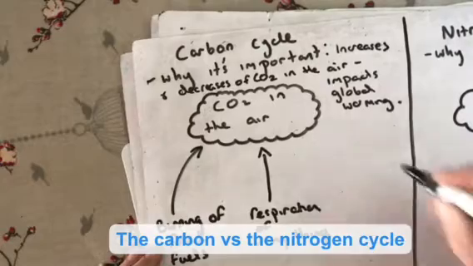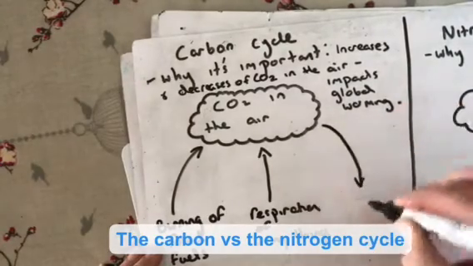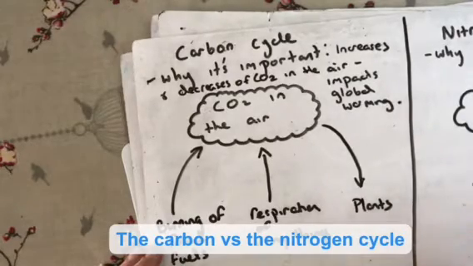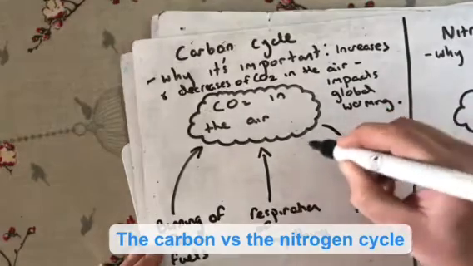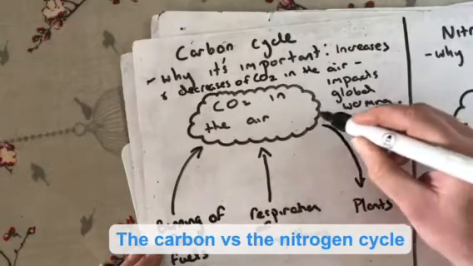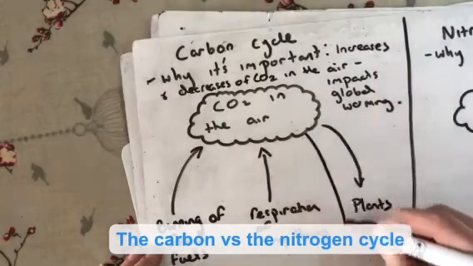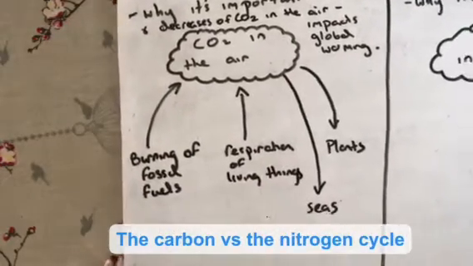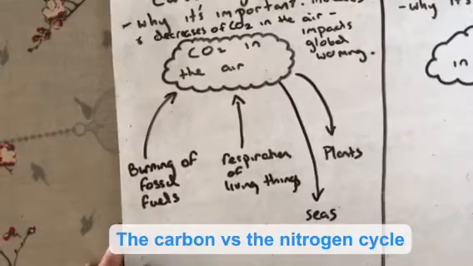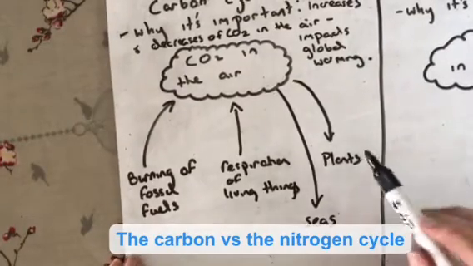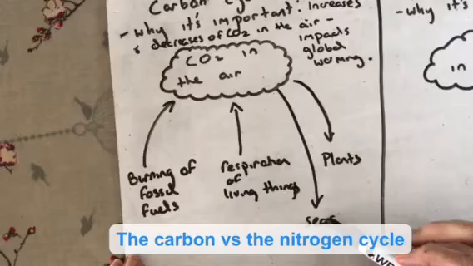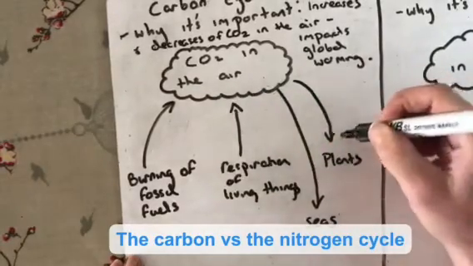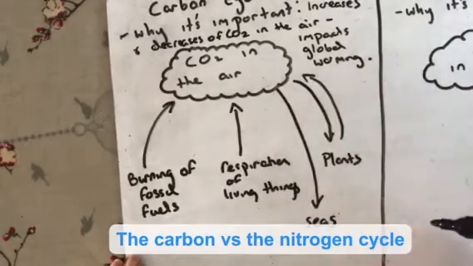How does it get out of the air then, okay? So it gets out of the air by plants through the process of photosynthesis, okay? Also gets out of the air by being absorbed into the seas, causing a slight acidification of the seas, which obviously can impact then living creatures within the sea, okay? So it comes out by photosynthesis and into the seas, goes into the air by respiration of living things, including plants. So plants is a two-way thing because they also do respiration.